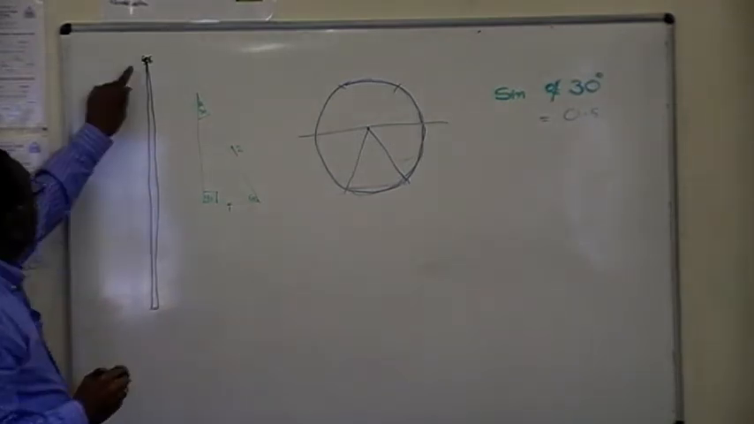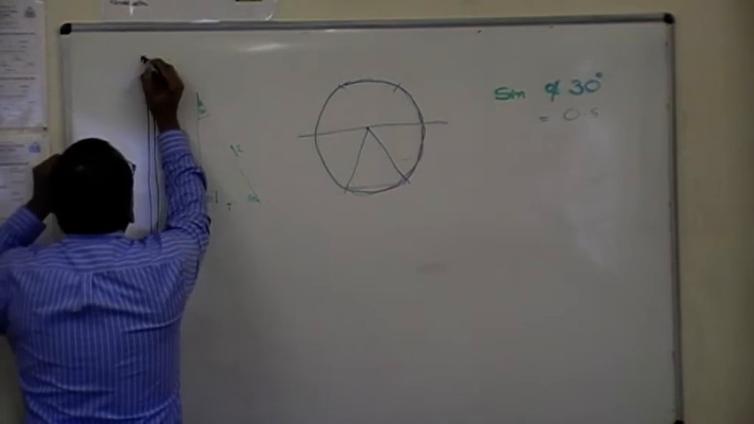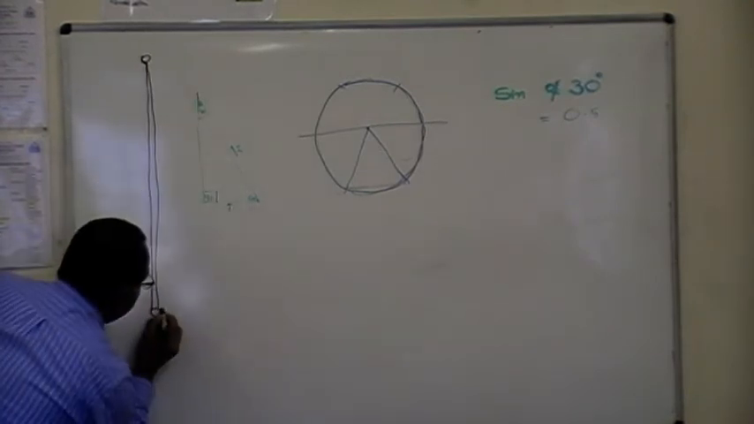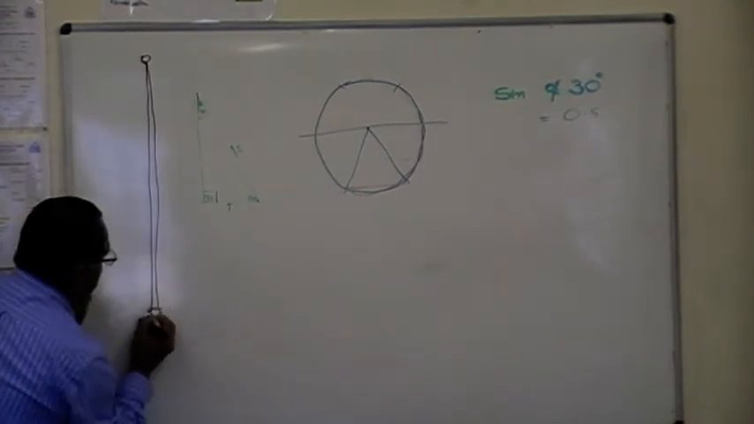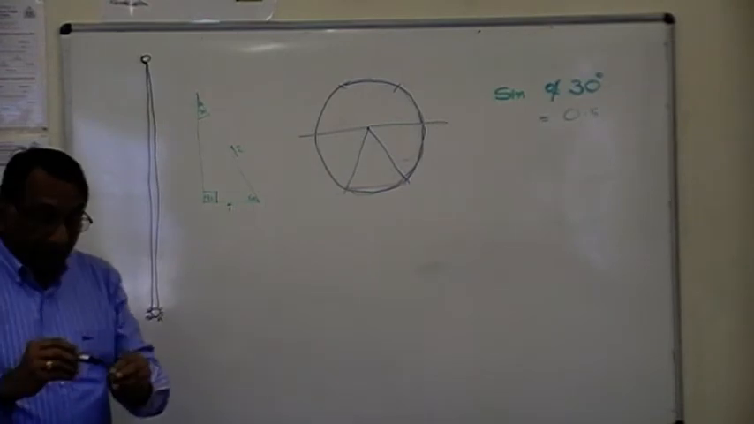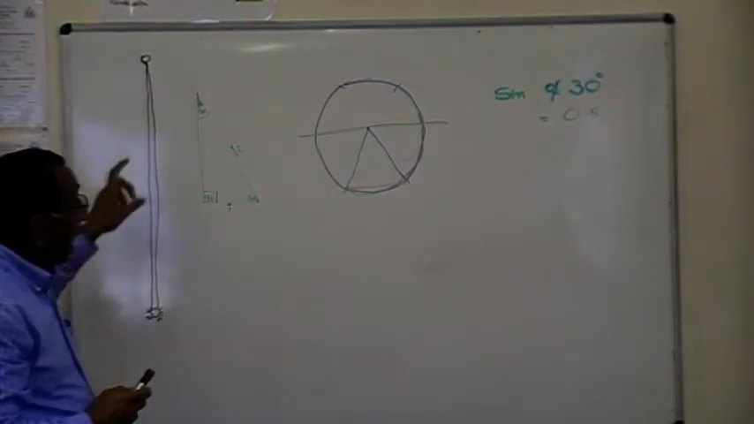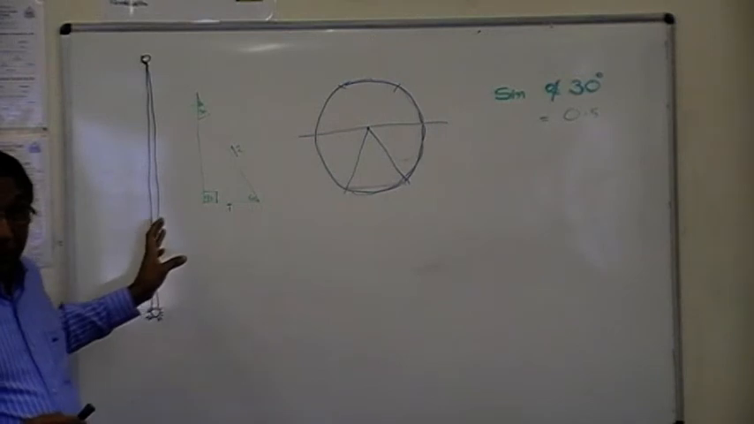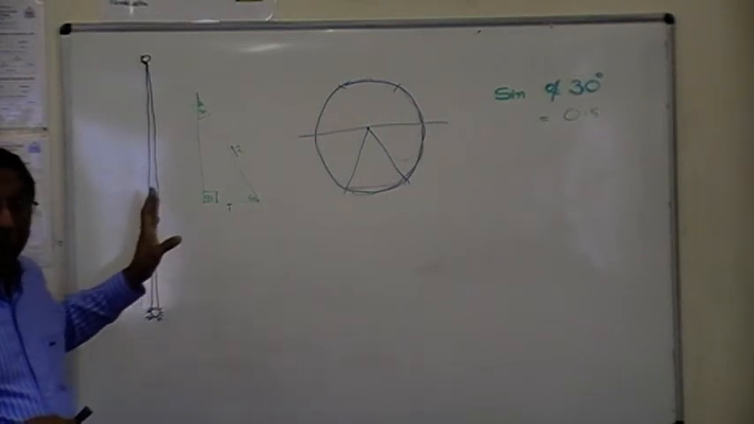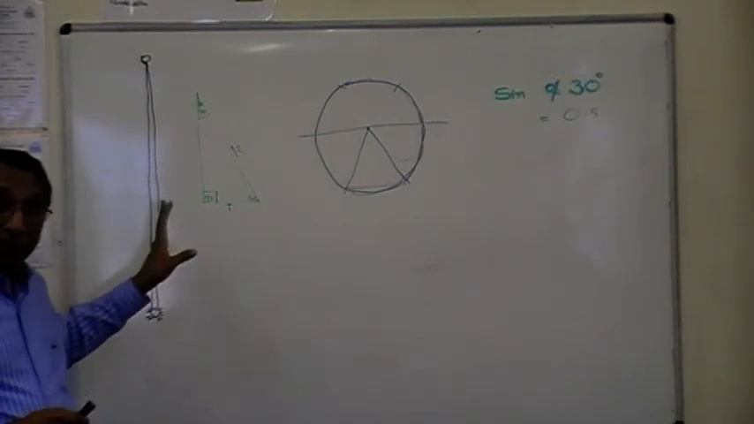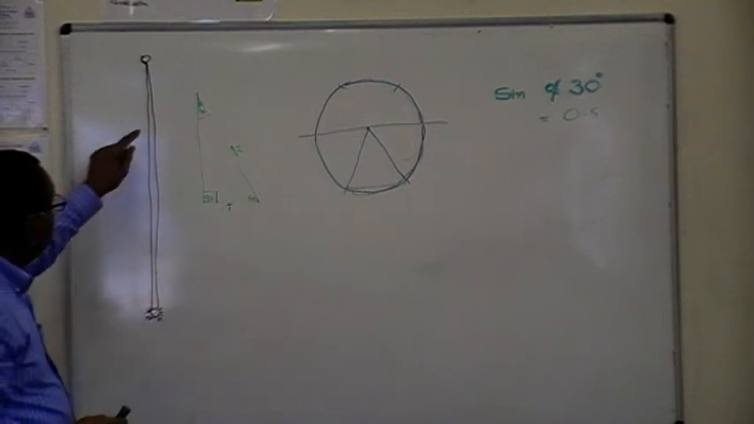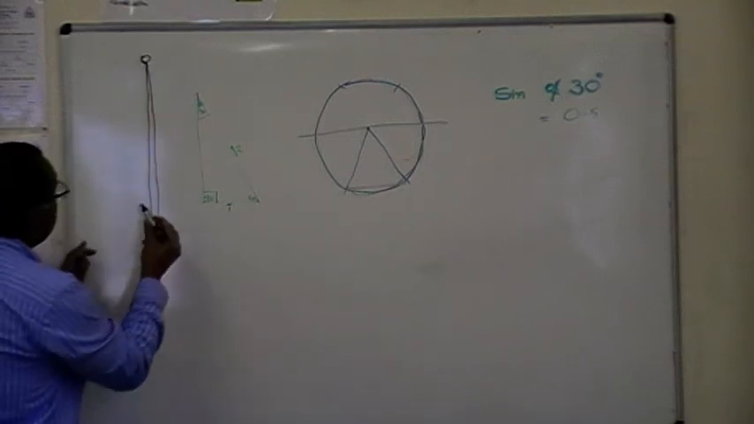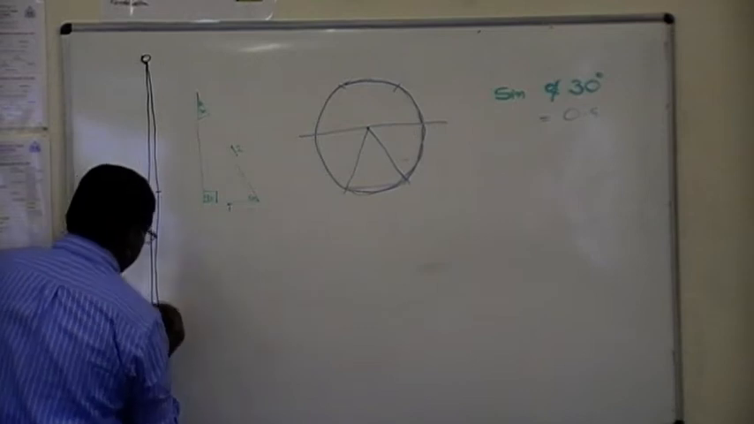Let's make the Earth and the sun. So this angle is nearly half a degree. Why is it half a degree? I'll explain that later on. A small angle doesn't make any difference to the sine.